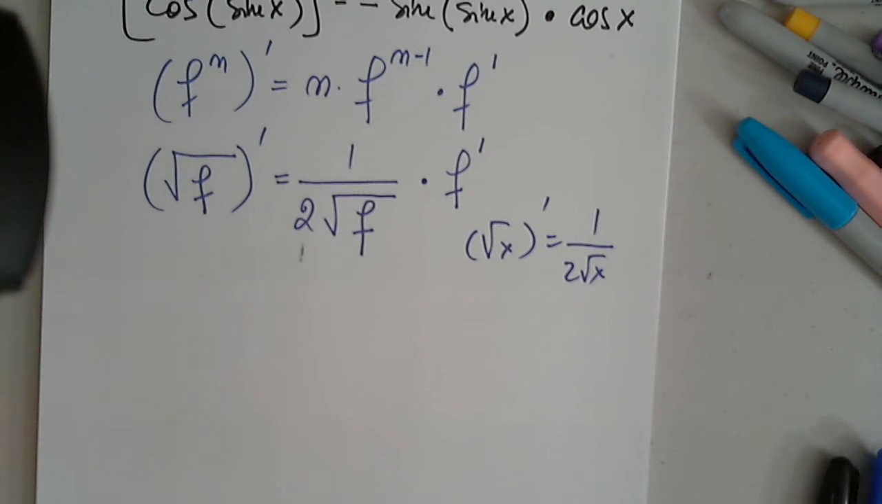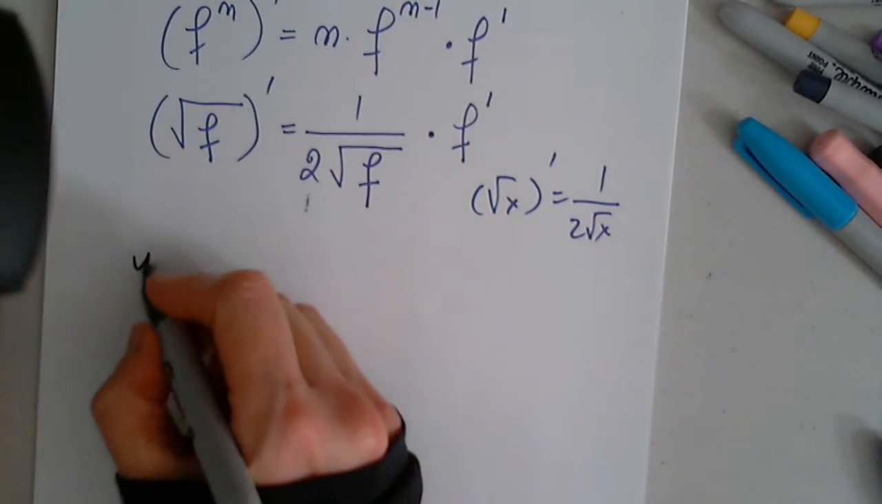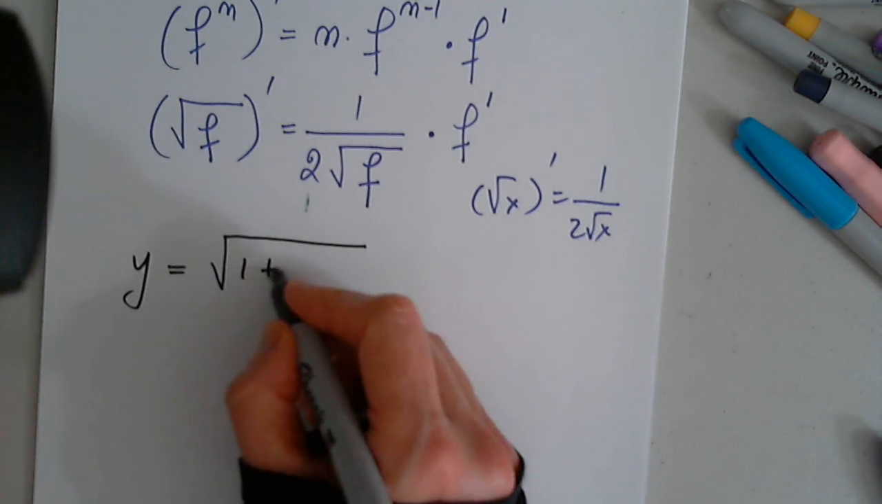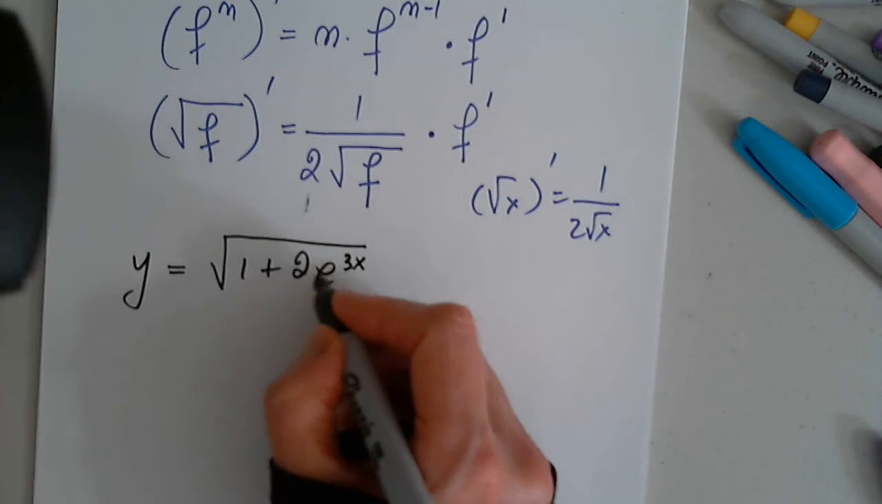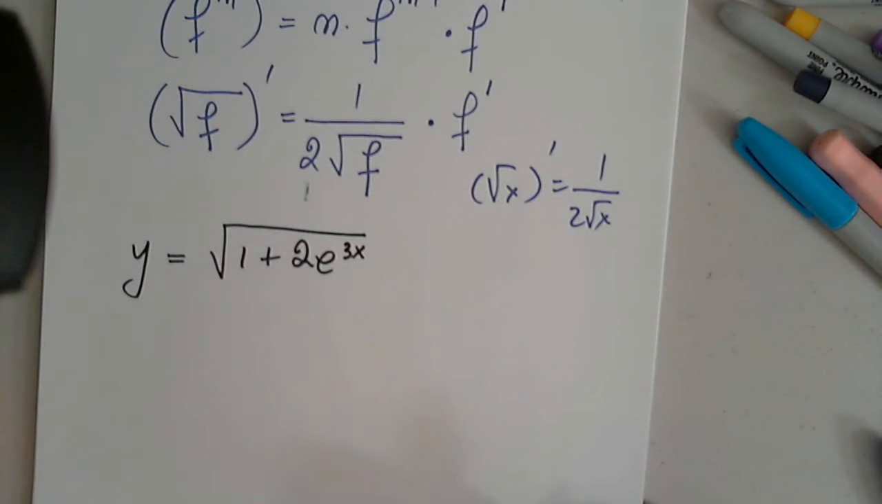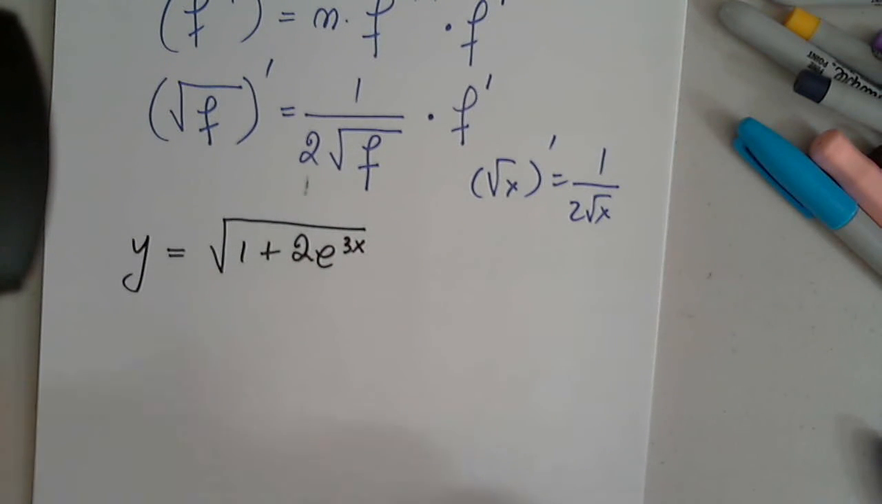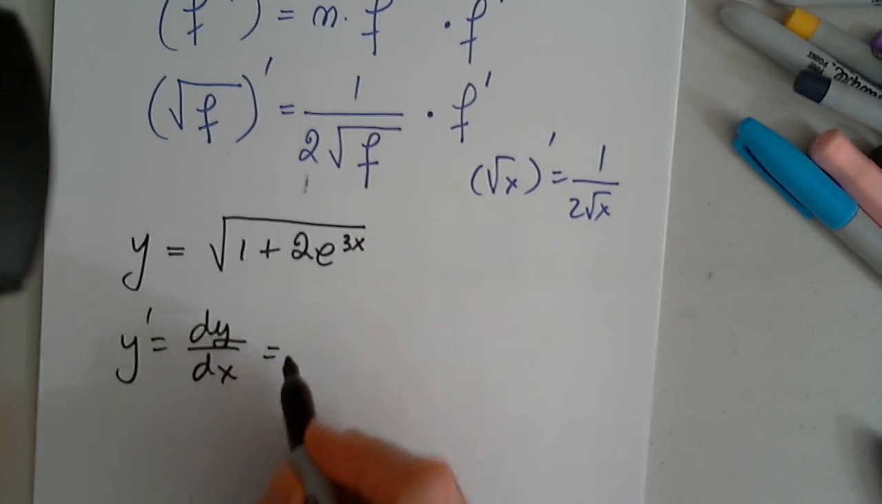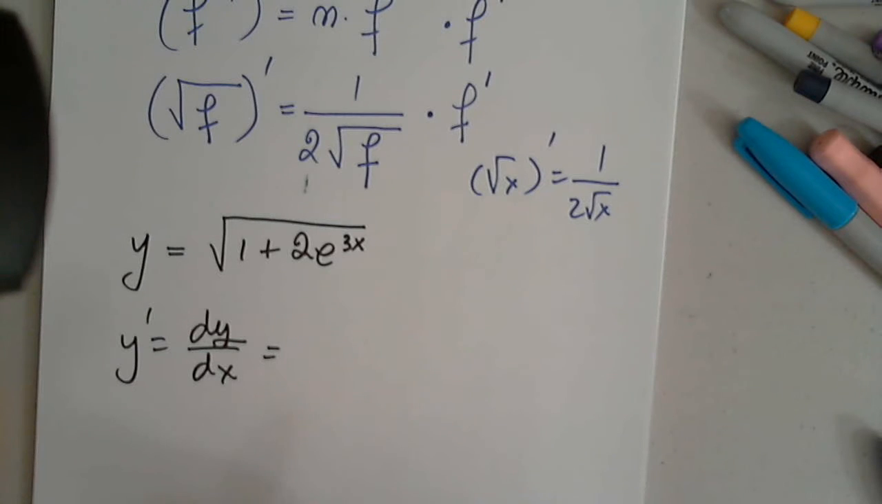Okay, so let's work on a problem like this, and then I'll let you choose whatever you want. So I would like to choose, please feel free to choose the next one. So this is the square root of 1 plus 2e to 3x. Okay, y prime, or if you want, dy over dx is what? Anyone would like to start?